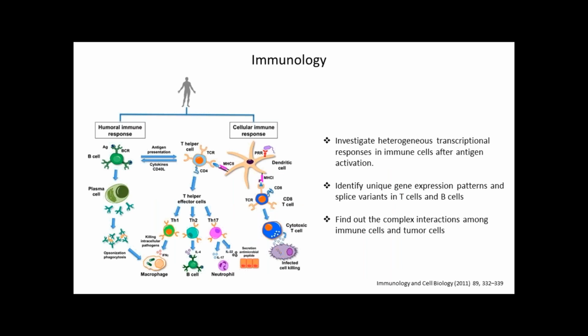In our immune system, there are also a lot of different cell types involved. So using single-cell sequencing technology, we can investigate the heterogeneous transcriptional response in immune cells after antigen activation, or identify the unique gene expression pattern and splice variants in T cells or B cells, or find out the interaction between the immune cells and the tumor cells.